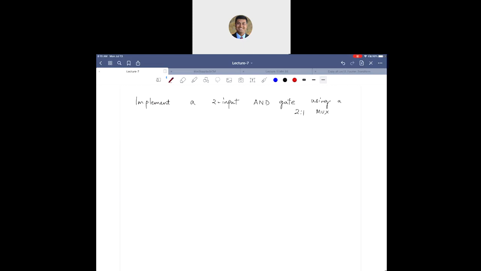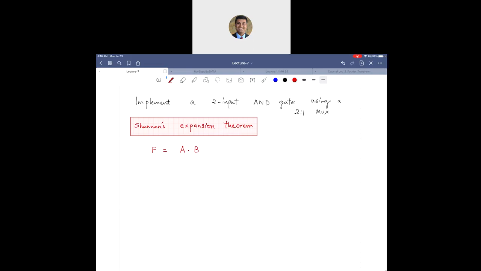Now let's try to see if we can implement a two input AND gate using a 2:1 mux. So again, we are trying to use the same Shannon's expansion that we saw last time to answer this problem. So I'm going to box this up so that I have that as my reference. And then I'm going to say, all right, let's start with, not even a truth table, let's start with an expression for an AND gate. Let us suppose I have the inputs as A and B. That's the expression for an AND gate.